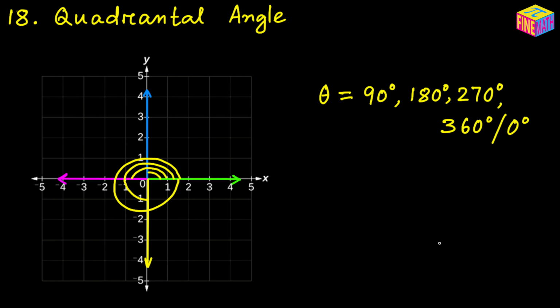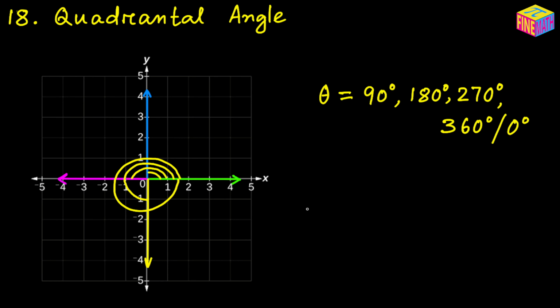Next, we are going to talk about quadrantal angles. Now, when the terminal side of an angle coincides with one of the axes, for example, if the terminal side lands on the positive y-axis, or negative x-axis, or negative y-axis, or even the positive x-axis.